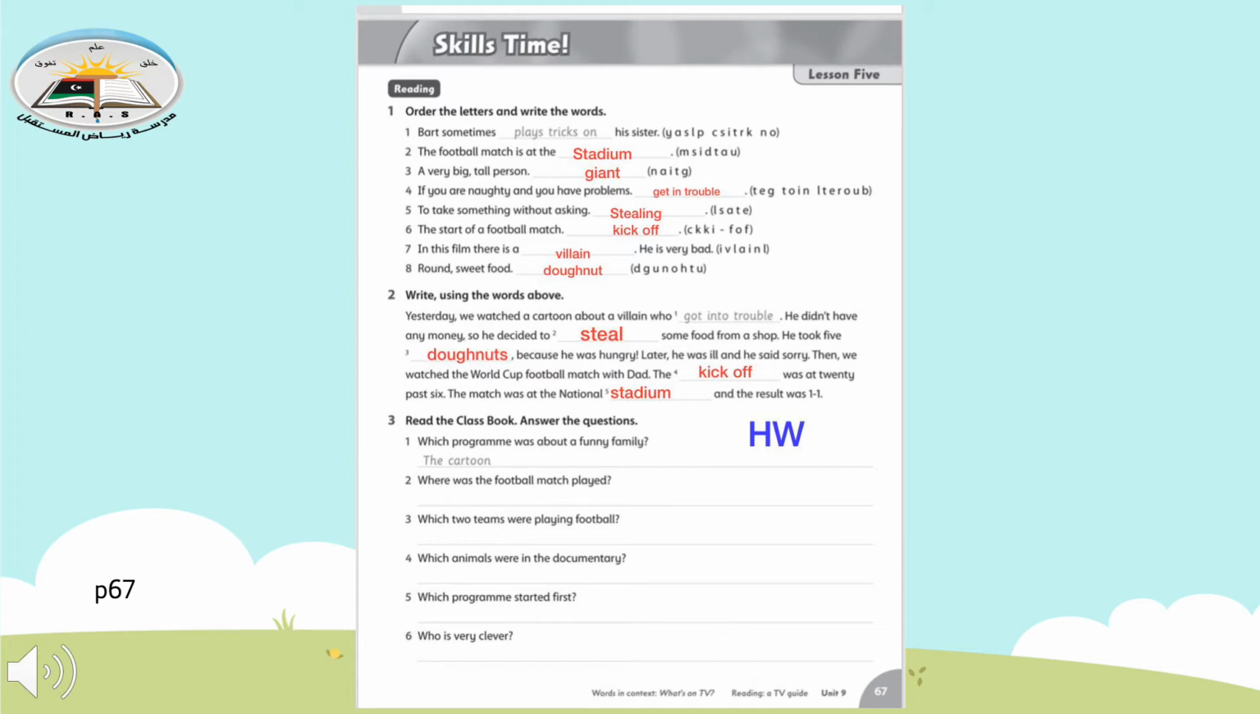Now we have question number 3. Read the class book, answer the questions. Now question number 3 is a homework for you guys at home. So you will need to read the class book all over again and answer question number 3. Now that's it for page 67. Thank you very much for listening.